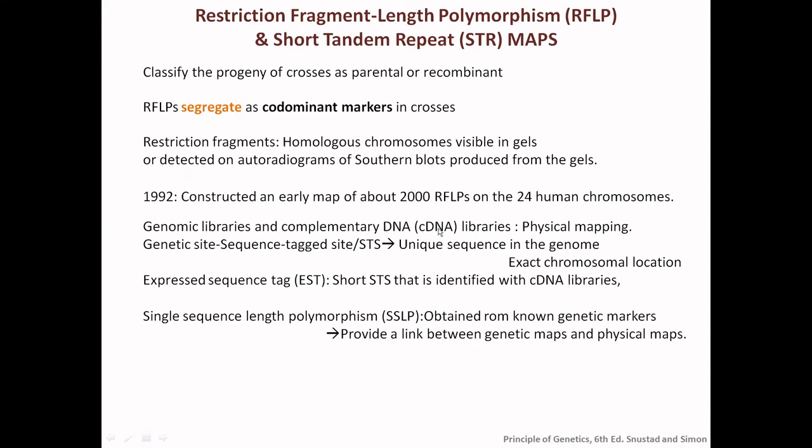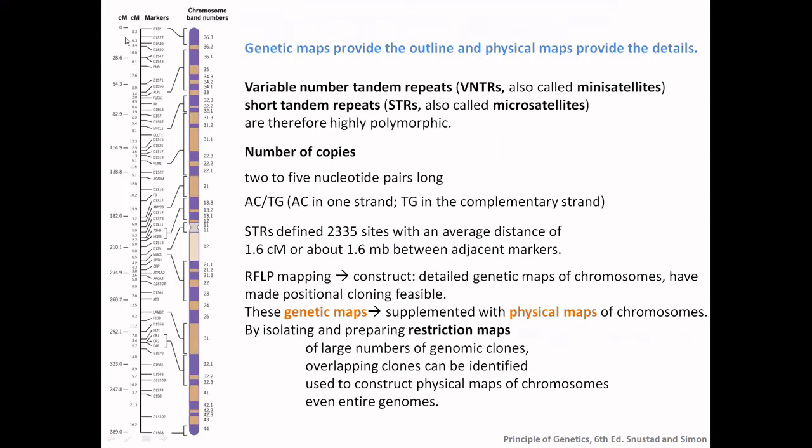So first we need to know what the cDNA libraries are. Then we know the sequence tagged sites, and then the expressed sequence tags, which are the smaller or shorter STS. These are all molecular markers. Then simple sequence length polymorphisms obtained from the known genetic markers provide a link between the genetic and the physical map. Then this is the genetic map prepared by recombinations or pedigree analysis, and this is a specific chromosome for the banding patterns, which is a cytogenetic map. So the genetic map provides the outline and the physical map provides the details because it is based on the sequence.